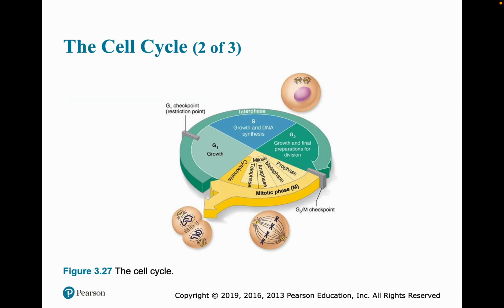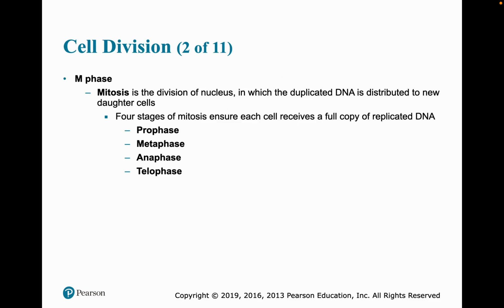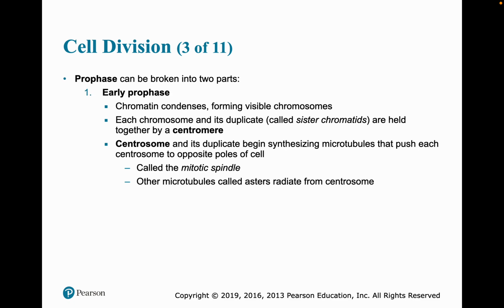So again, here's our total cell cycle. We'll start with M phase, the mitosis, the division of the nucleus. The duplicated DNA, remember that was already duplicated during interphase, is divided into 4 stages for understanding: prophase, metaphase, anaphase, and telophase. Prophase is often divided into 2 different parts, early prophase and late prophase. There's a lot of things that need to go on.